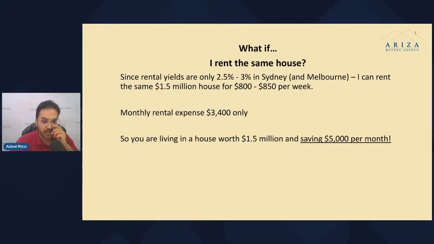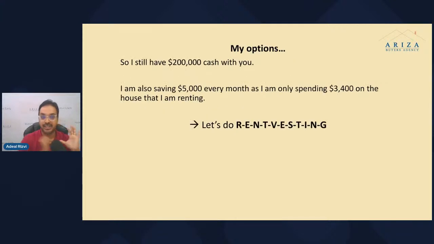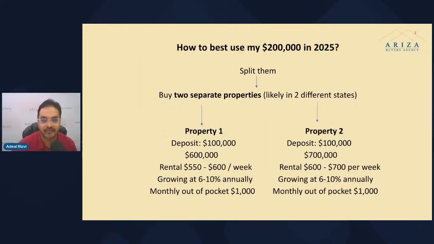If I'm renting that same house, now suddenly I still have $200,000 remaining because I haven't bought any home, but I'm renting a home, and I have $5,000 savings every month. So I have 5 grand of savings and I have $200,000 cash. What do I do? I'll start rent vesting. How do I do that? I will split that money into two parts. Instead of buying one property and using all of my cash of 200 into one, I will split into 100 plus 100. I would rather target two different properties.